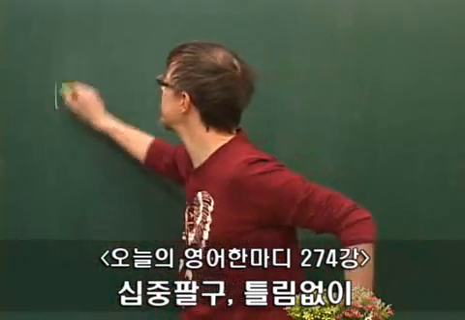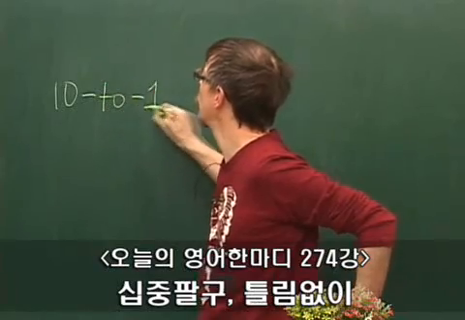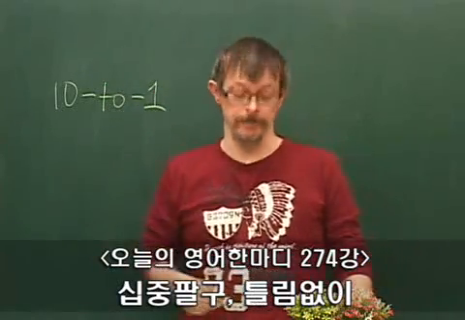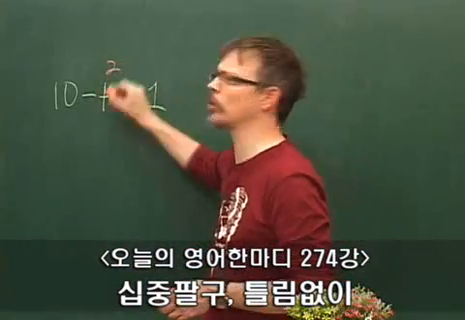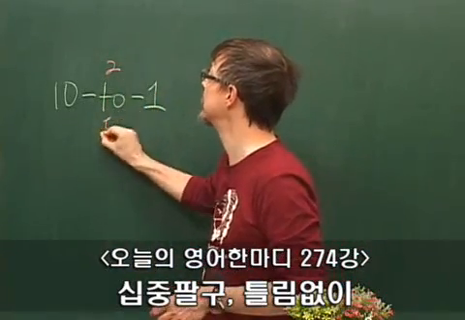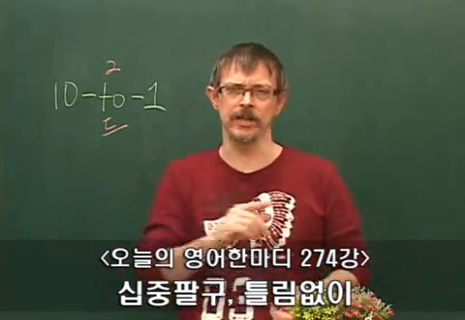적어 드릴게요. 10 to 1. 나 이거 빨리 하면 10 to 1 하지 않고 to 이자처럼 들릴 수도 있으니까 발음은 d. 10 to 1. 10 to 1.